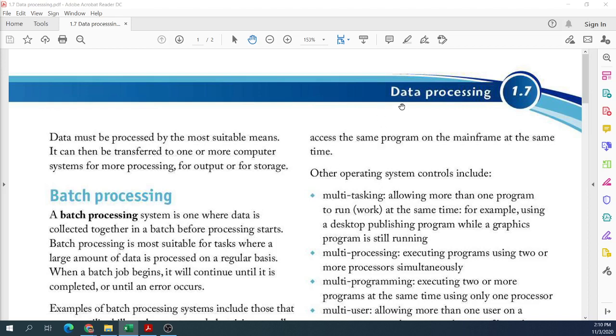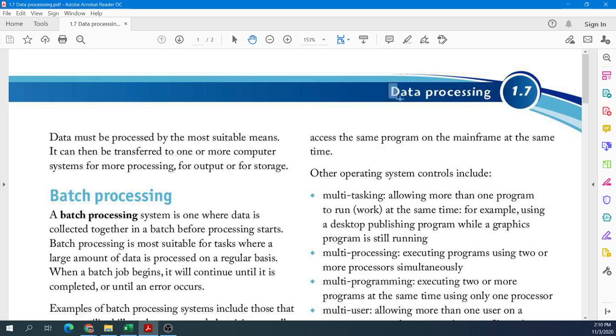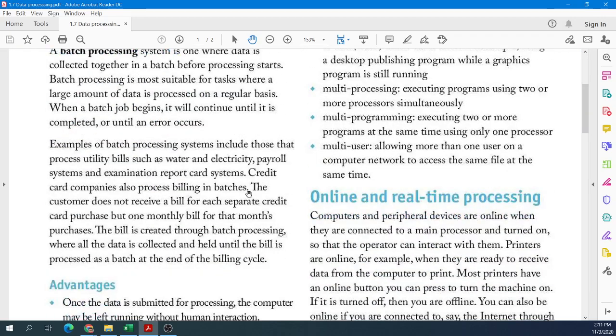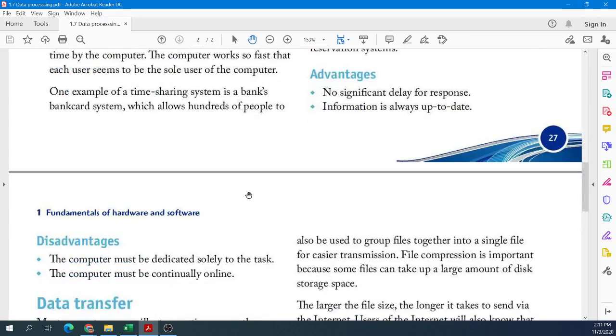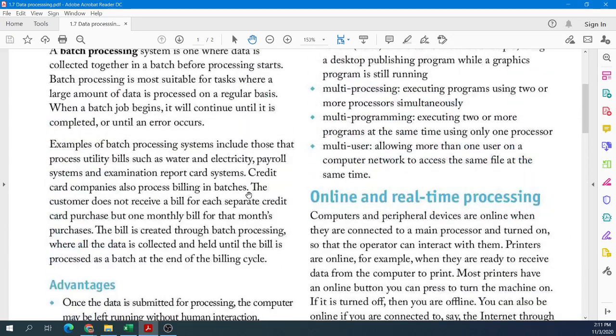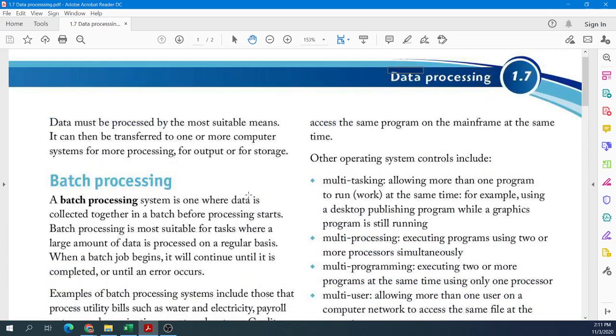So basically, when it comes to data, there are different ways that data can be processed. Different how, where, when, and why. And that is basically what we'll be looking at today. How different data is processed and what are the advantages and disadvantages of processing the data in those different ways.